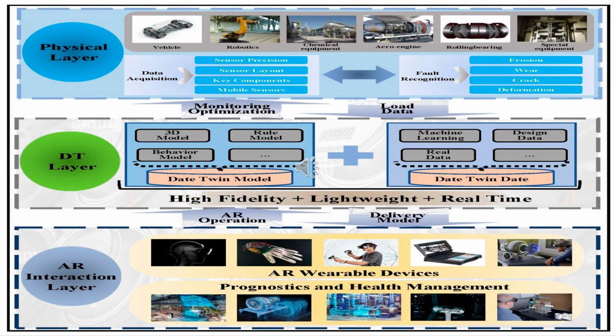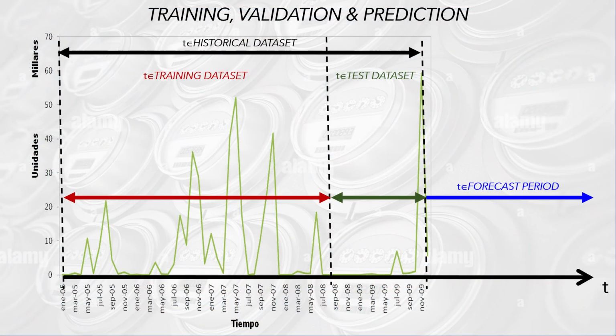The image presents the three layers of PHM: physical, data, twin, and interaction. The total time is divided into three parts: training, validation, and prediction.